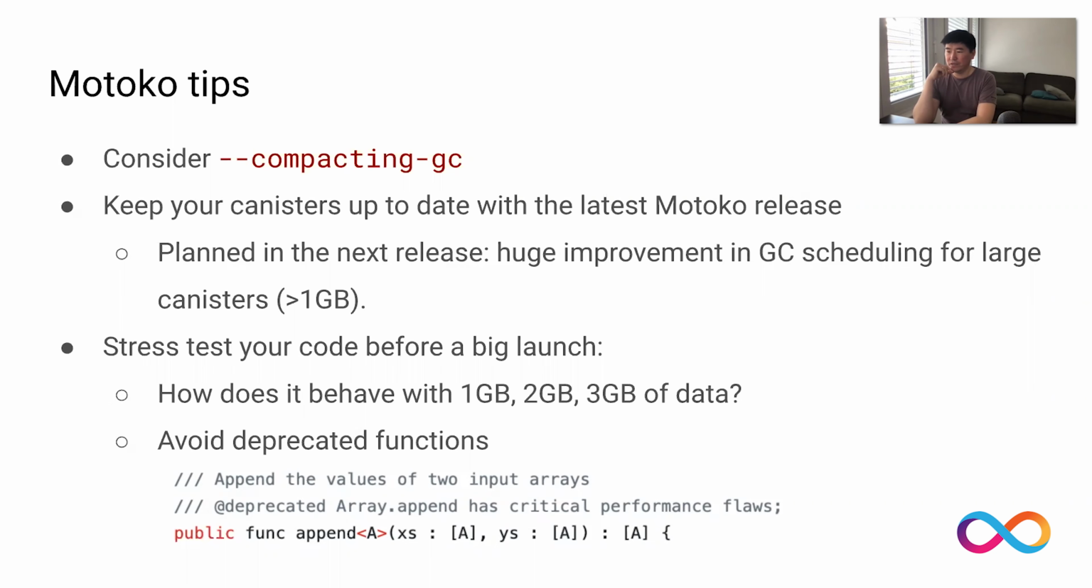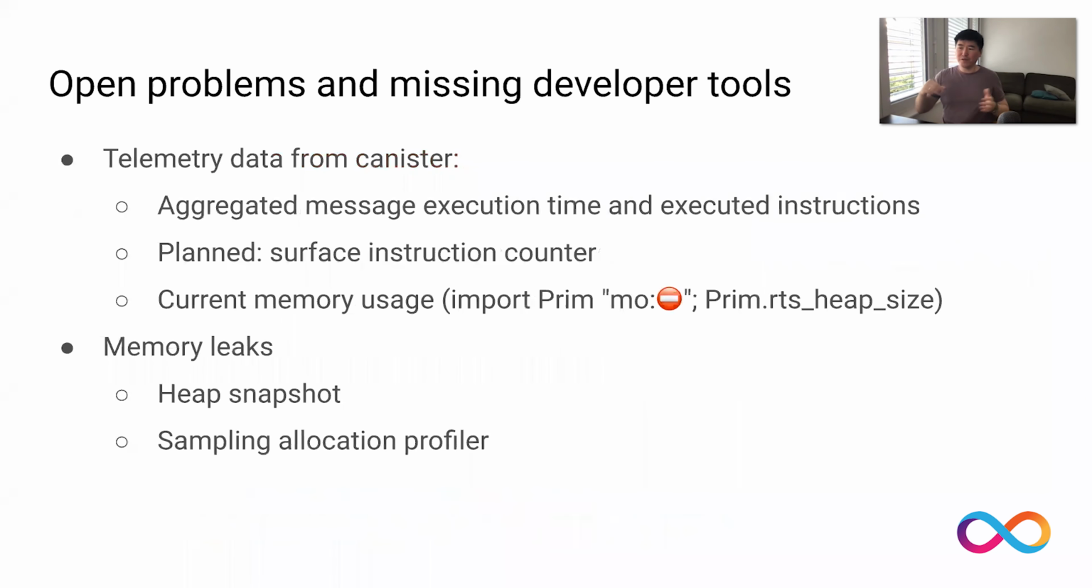All right, so that's all from Motoko, and I'd like to conclude this talk with a discussion of open problems and the tools that I think we need to invest in, to enable developers to write performant code. The very first is getting metrics from production and from canisters. Because if we cannot measure it, we cannot improve it. The same applies to developers. If developers cannot measure it, they cannot improve it.